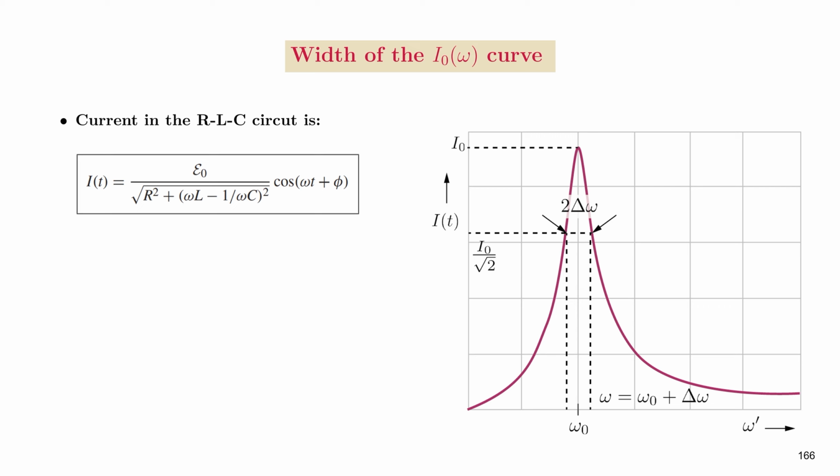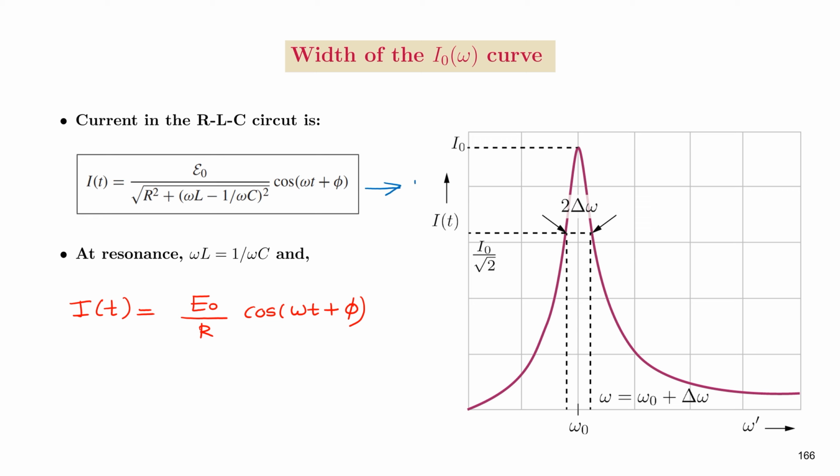We have the current in the RLC circuit given by I(t) equal to E0 divided by square root of R square plus (omega L minus 1 by omega C) the whole square, cos (omega t plus phi). At resonance, omega L equal to 1 by omega C, and then we have I(t) equal to E0 divided by R, then cos of (omega t plus phi). This is equation 1 and this is equation 2.